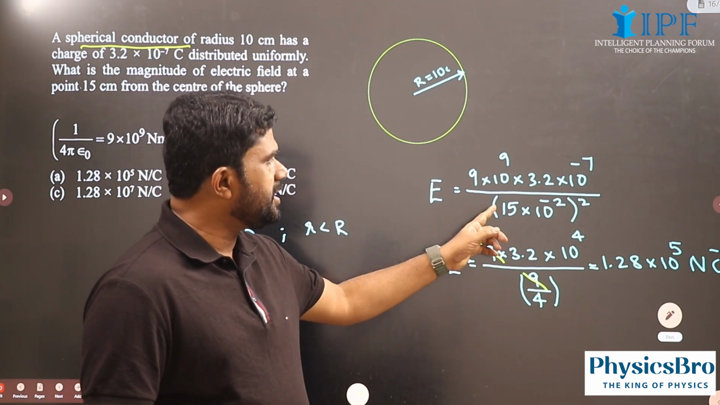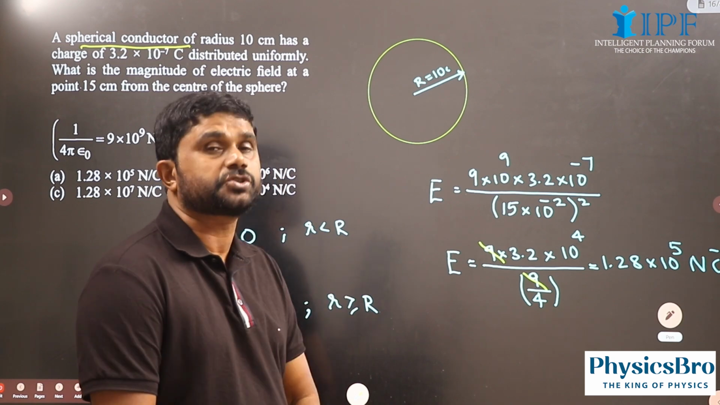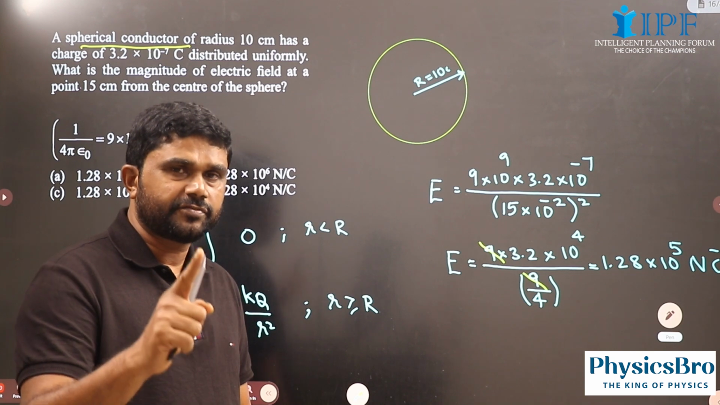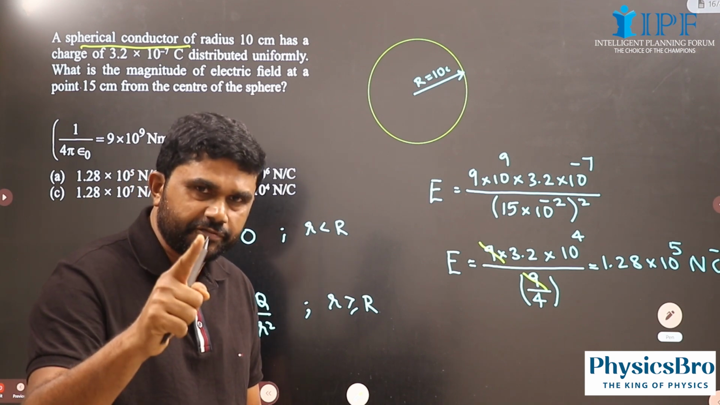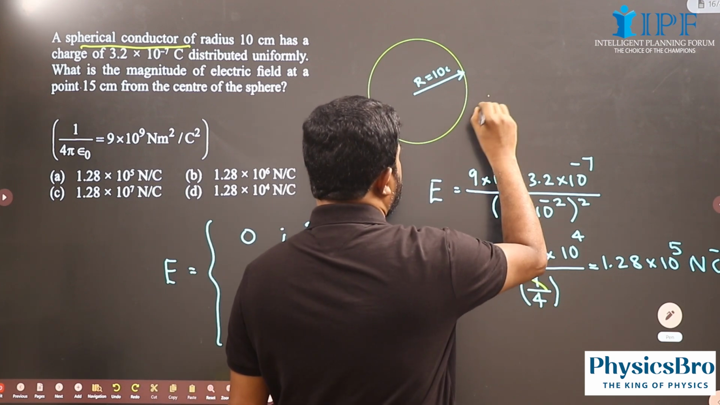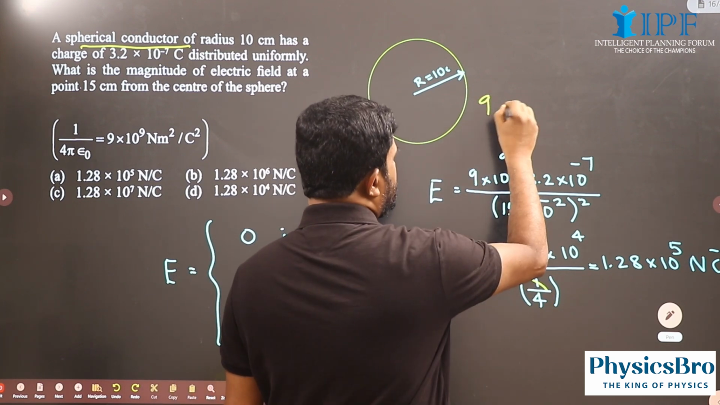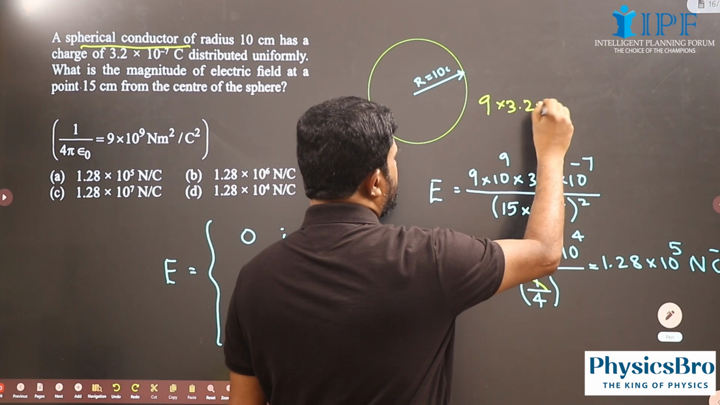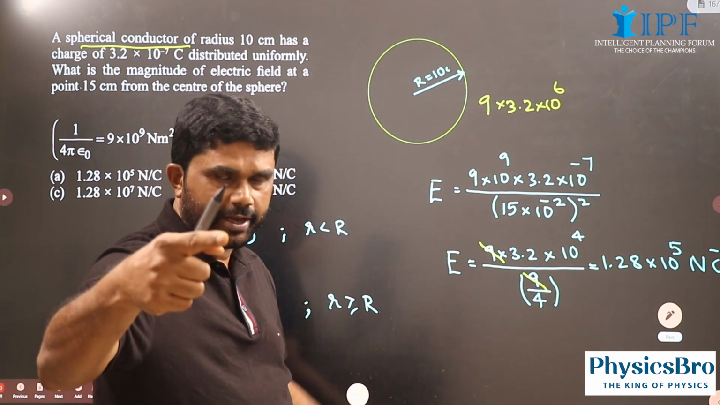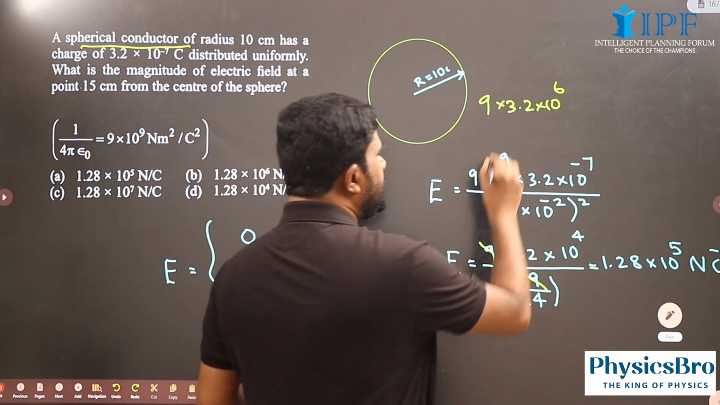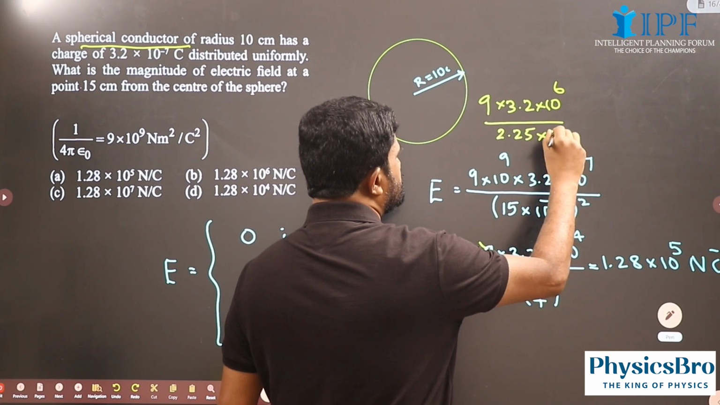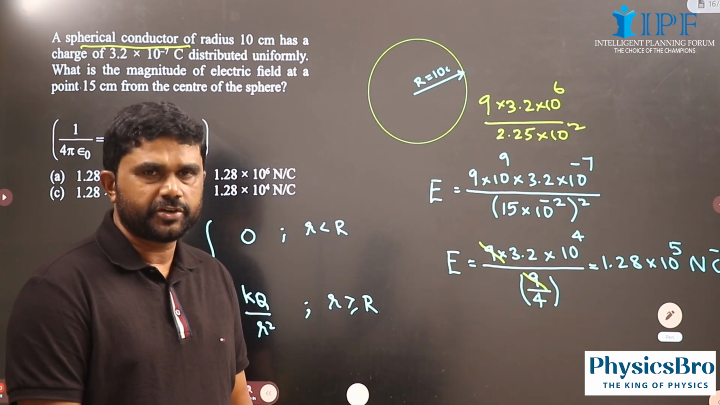And here we will have 15 square. 15 square is 225. And in the numerator we have 3.2 into 10 raised to 6 that we got. And in the denominator there is 15 square, that is 225. Let me write it as 2.25 into 10 raised to 2.